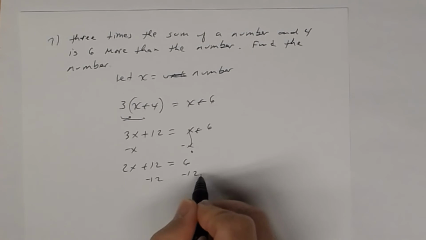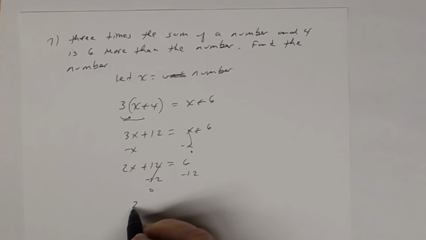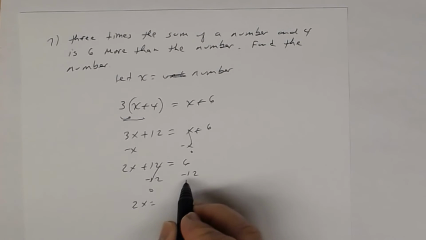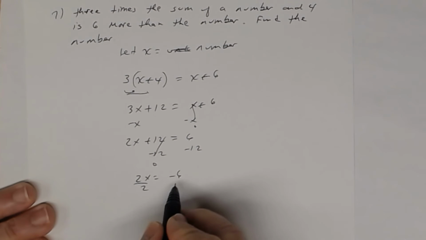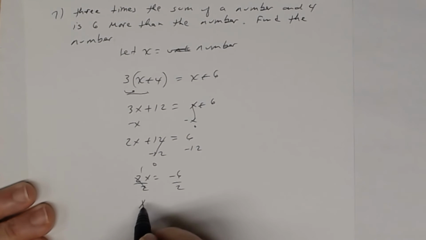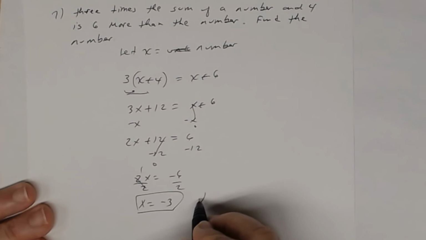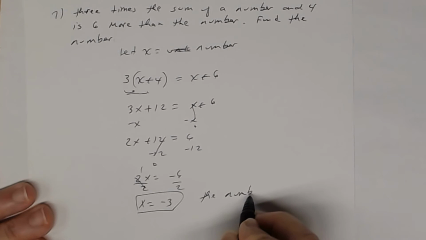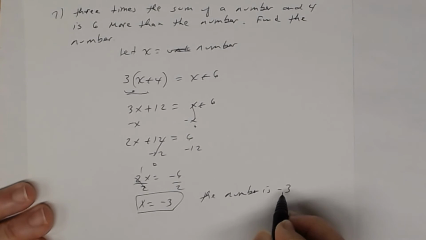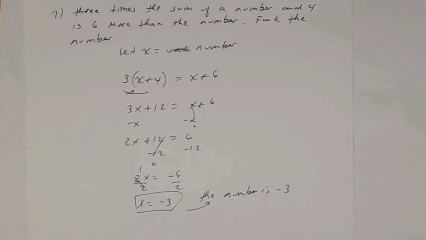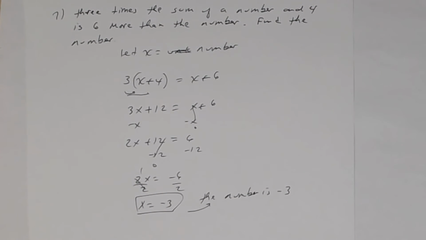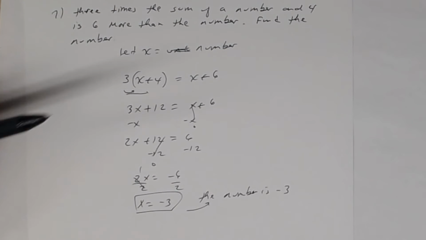Subtract 12 from both sides. Combine like terms, I get 2x equals 6 minus 12 is a negative 6. And then divide both sides by 2. I find my number to be negative 6 divided by 2 is negative 3. So the number is negative 3. Okay? So that's your sentence. All right, so that's number 7. So it's not difficult, right? Fairly simple. It's just translating these words into an equation. That's all that is.